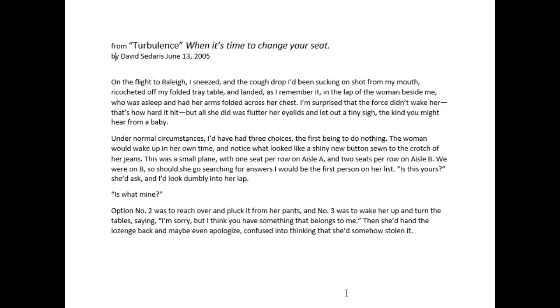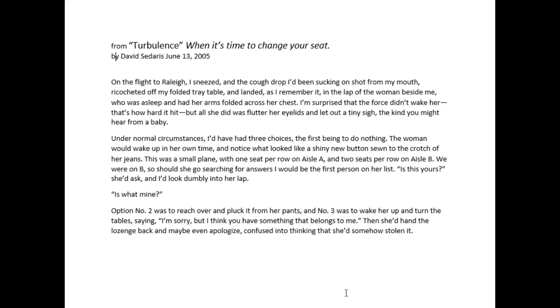From Turbulence, When It's Time to Change Your Seat by David Sedaris. On the flight to Raleigh, I sneezed, and the cough drop I'd been sucking on shot from my mouth, ricocheted off my folded tray table, and landed, as I remember it, in the lap of the woman beside me, who was asleep and had her arms folded across her chest. I'm surprised that the force didn't wake her. That's how hard it hit. But all she did was flutter her eyelids and let out a tiny sigh, the kind you hear from a baby.